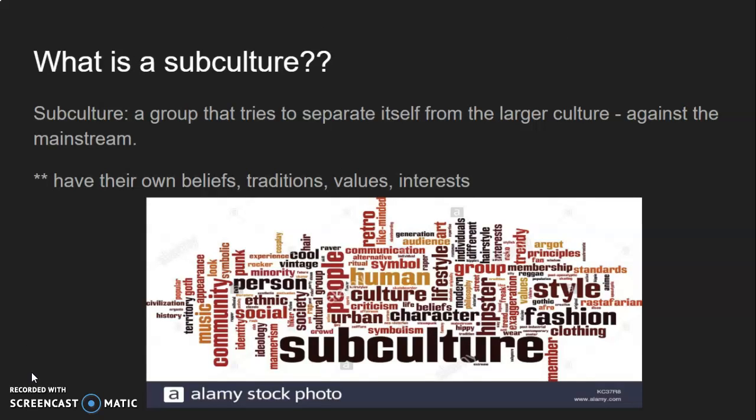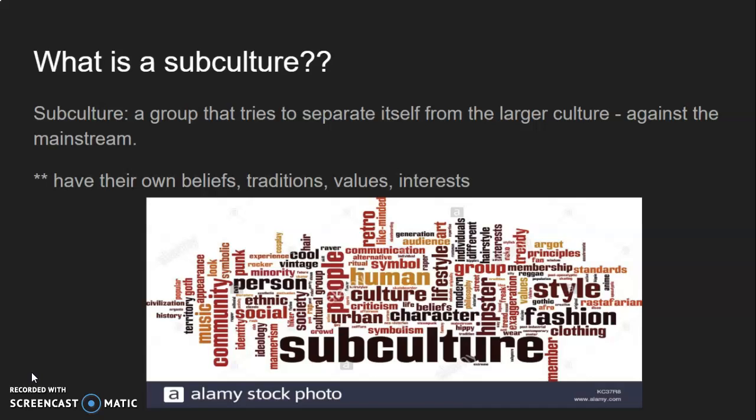Okay, so first of all, we have to understand what a culture is. So a culture, right? The culture of a place. So, for example, the United States, the culture is that place's beliefs, traditions, values, interests, style, fashion, principles, the way people wear their hair, the way that they communicate, their ideas, their religions. Okay, so we have to understand what culture means first and foremost.